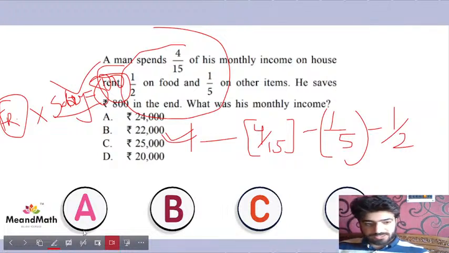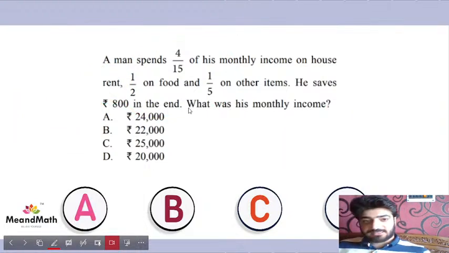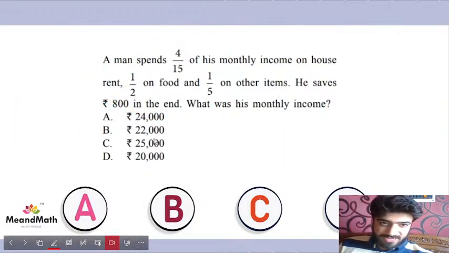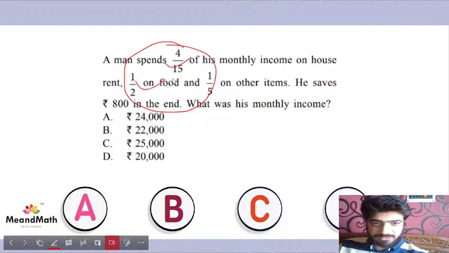And when you solve this question, as I said, you can add all of these fractions together, subtract the fraction which you get from one, and whatever that fraction comes as, that fraction should be multiplied by the salary is equal to 800. So you will be able to find the addition of these three fractions, 4 by 15, 1 by 2, 1 by 5, whatever the addition comes. So for those who are having a doubt, let me check it.